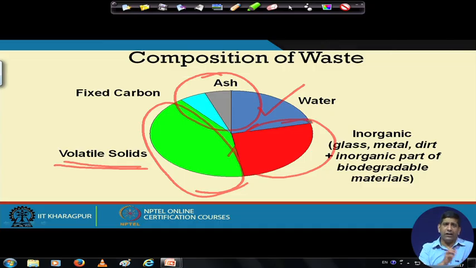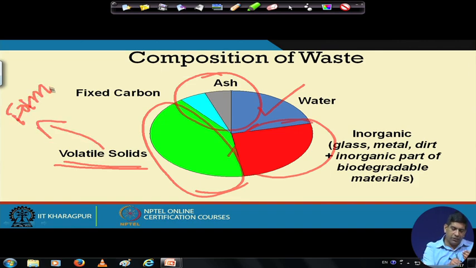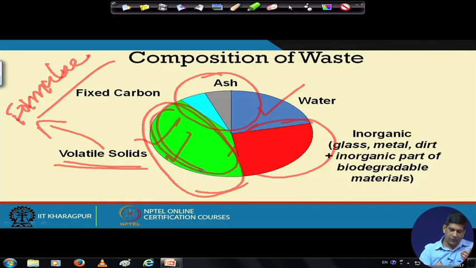So for calculating the air requirement and other things, we need to know the formula for this particular fraction, this volatile solid fraction, this green fraction that you see over here. So we need to find out the information for that, and then we can use it in our equation.